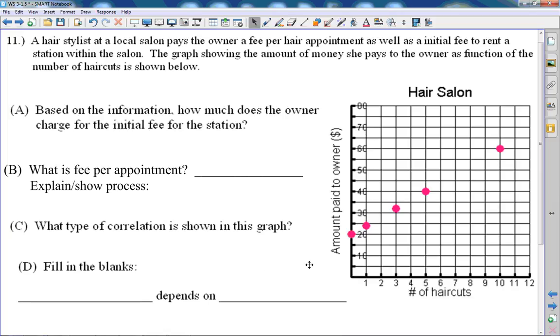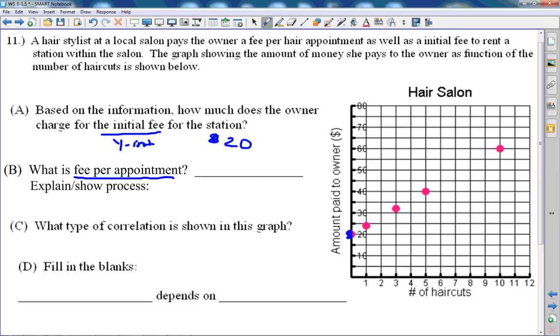A hairstylist at a local salon pays the owner a fee per hair appointment as well as an initial fee to rent a station within the salon. The graph shows the amount of money she pays to the owner as a function of the number of haircuts. Based on the information, how much does the owner charge as initial fee for the station? Guys, initial fee, remember that's your y-intercept. That's your one-time charge. You go up here, and what is this? This must be 5, 10, 15, 20. So it must be $20.